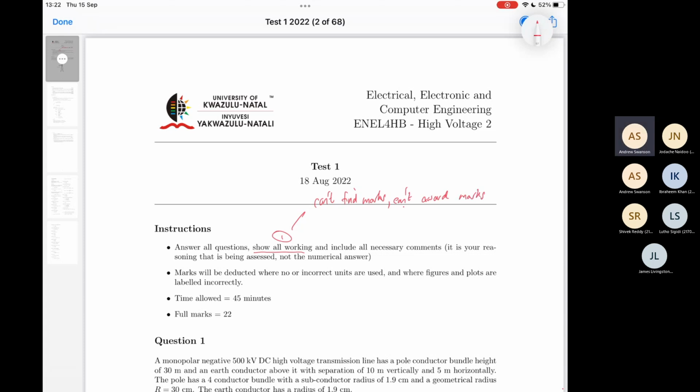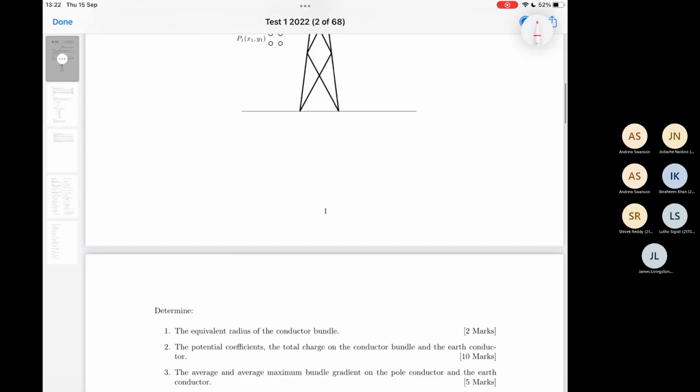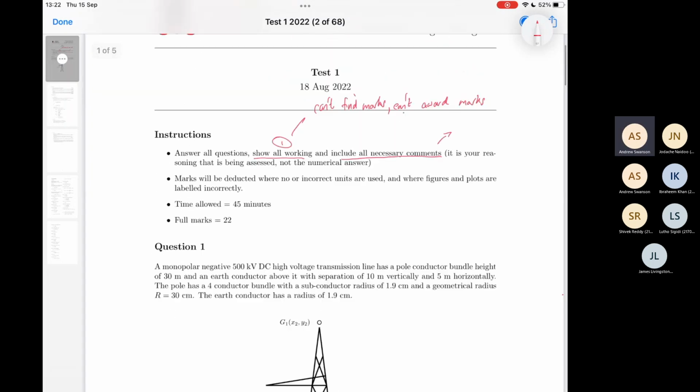If the calculations are wrong and there is working, I can at least go and find marks. But if it's just an answer with no working, I can't really help. Include all necessary comments. This was particularly important for question 1.4. If you don't tell me what you're doing and you're just putting an equation down, it's not really helping anything because I don't know what you're referring to.